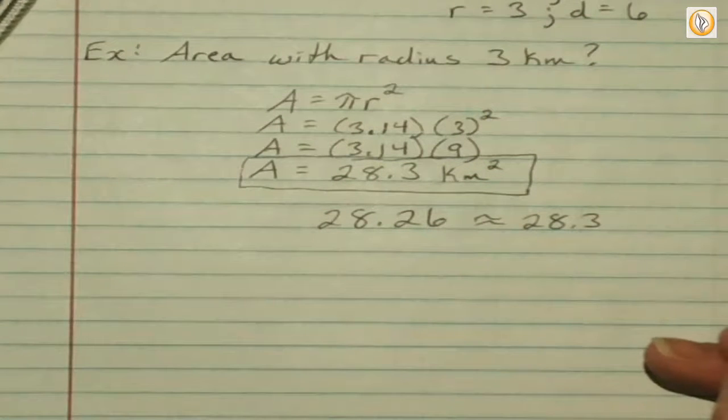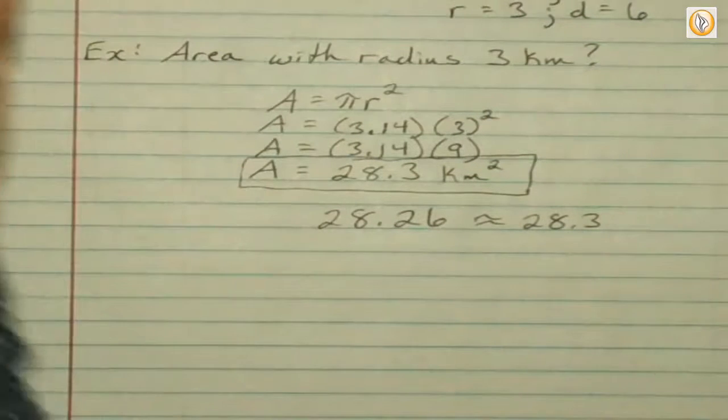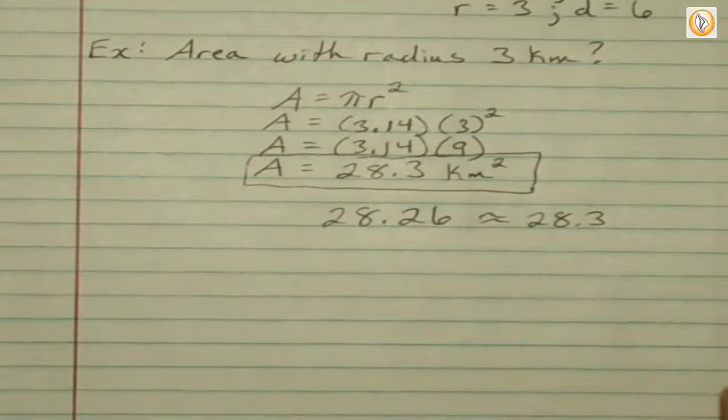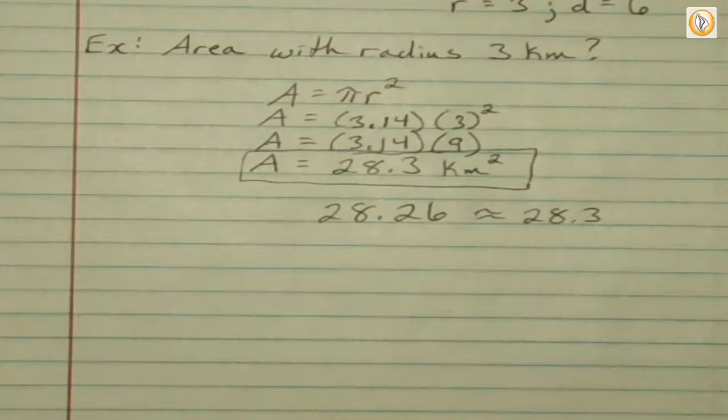But the directions are going to say round to the nearest hundredths, round to the nearest tenths. So, you know, it is what it is. That's a technicality, as long as y'all know what y'all are doing. Any questions?